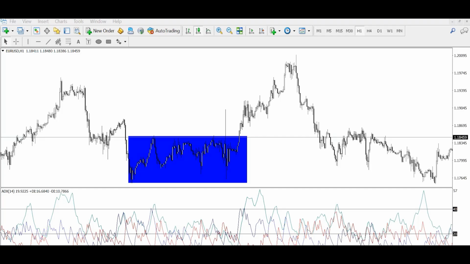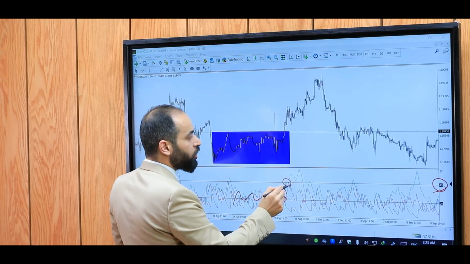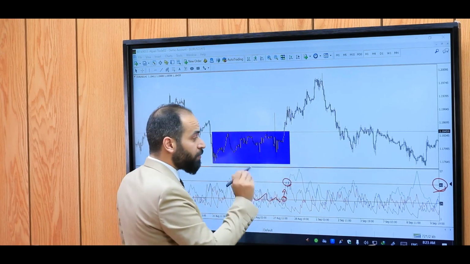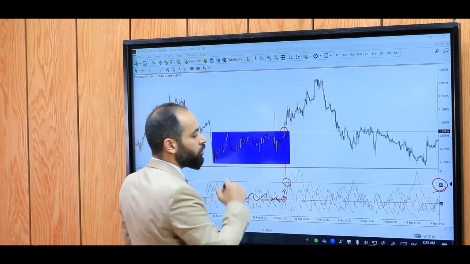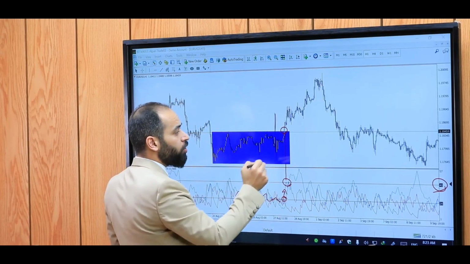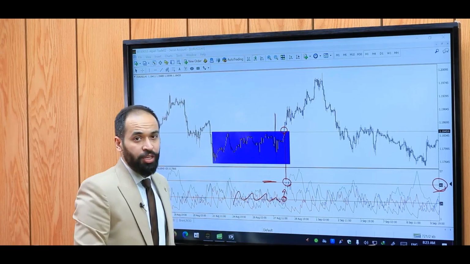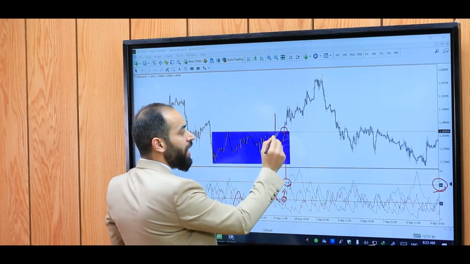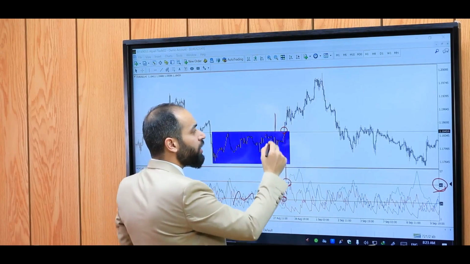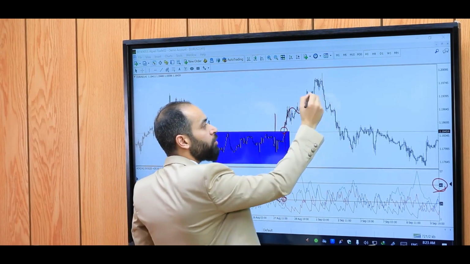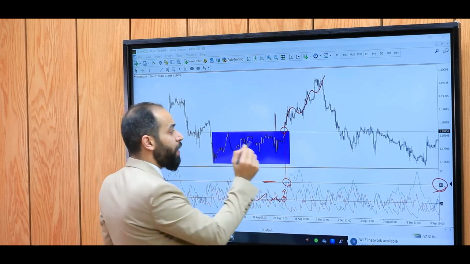ADX breakout. You can see here that the ADX hadn't crossed 40, so I didn't pay any attention to it at all. But at this edge, my ADX crossed 40, and after that, coming out of this range, I saw this beautiful profit. It's a very important point.